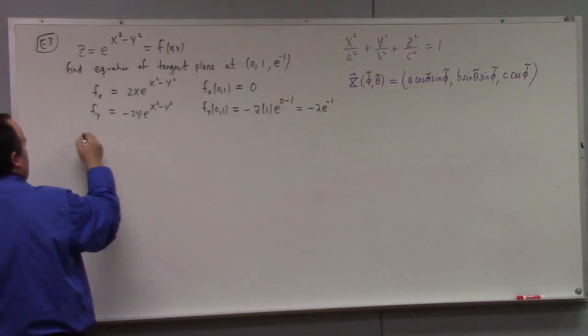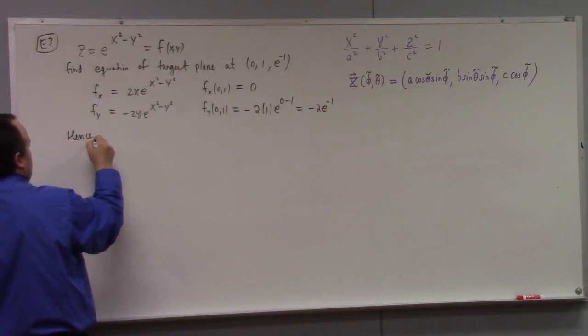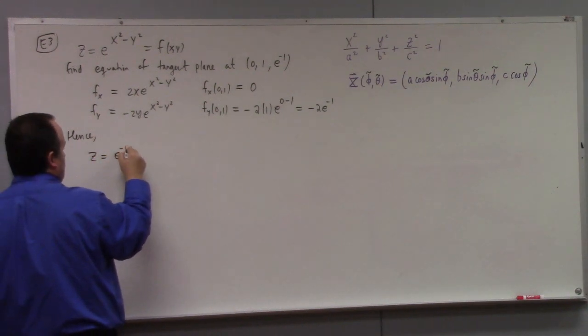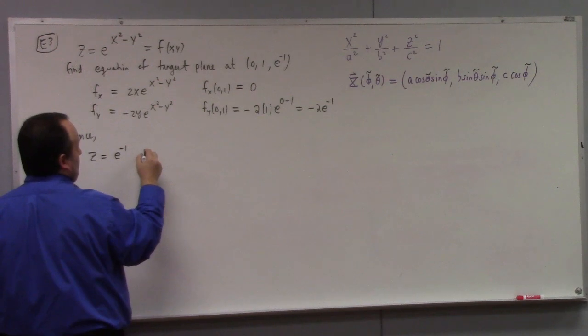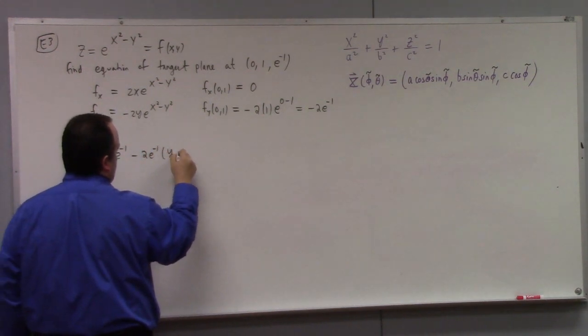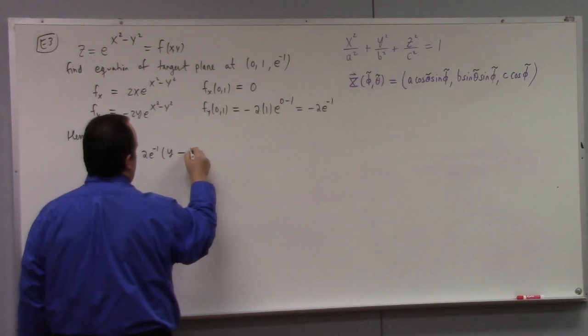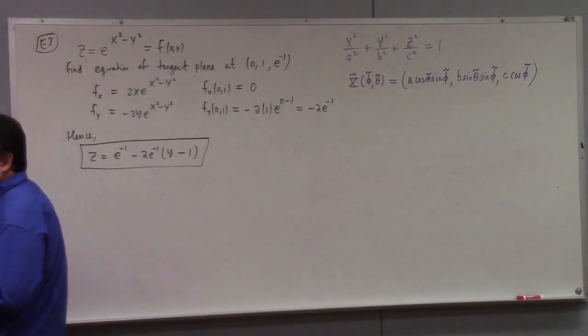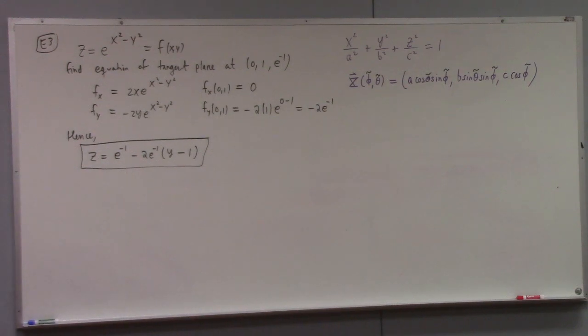All right, so then here's our equation. Z is equal to e to the minus 1, excuse me, minus 2 e to the minus 1 times y minus 1. And that, my friends, is the equation of the tangent plane here. It doesn't have to be complicated. If it's a graph, we just differentiate, put it together like we derived last class, and that's it.